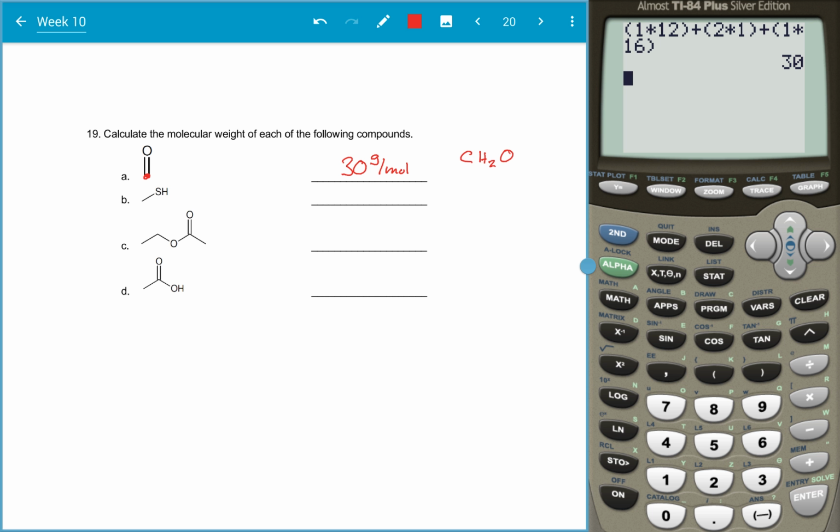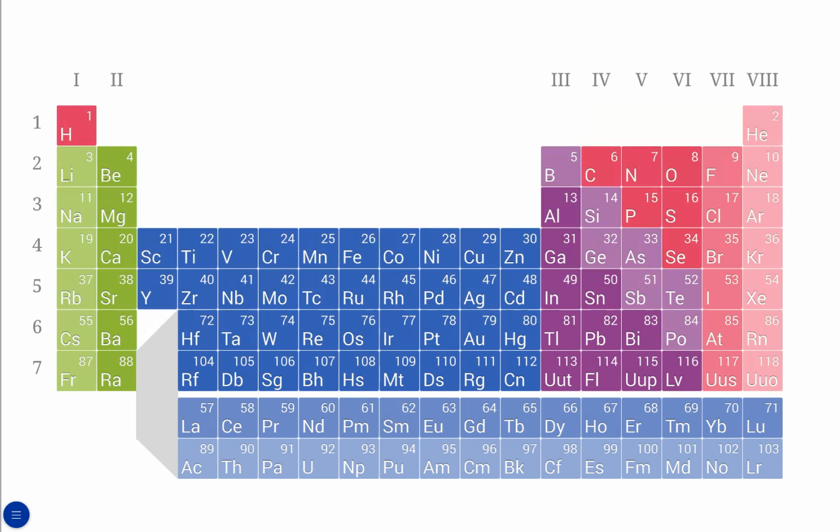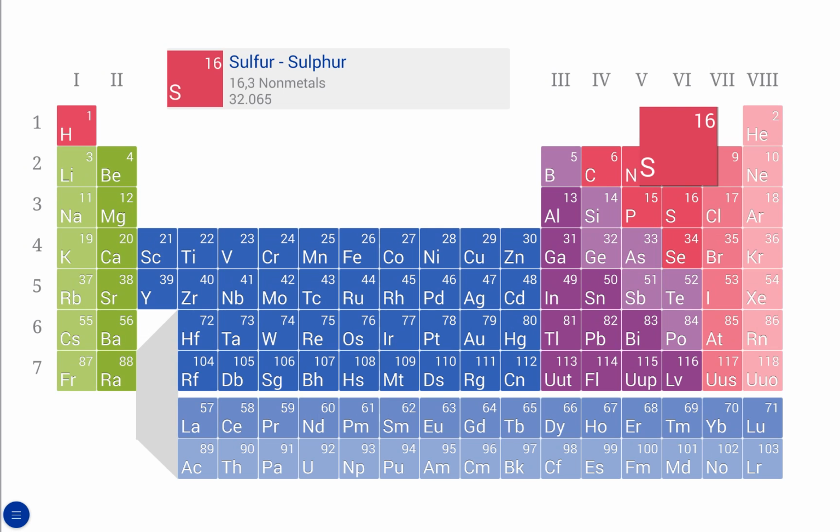In the next compound, I simply have 1 carbon again, but in this case, that carbon has just 1 bond showing to it, so it's going to need 3 hydrogens. But I also don't want to forget the hydrogen that's listed. So this is 4 hydrogens total and 1 sulfur. Going to the periodic table, carbon weighs 12, hydrogen weighs 1, and sulfur weighs 32.